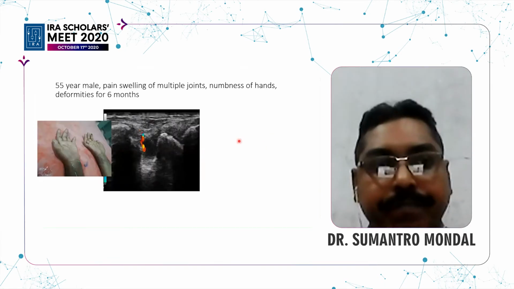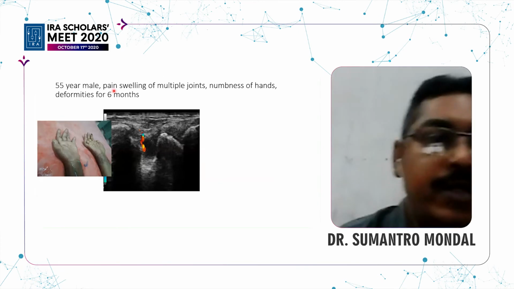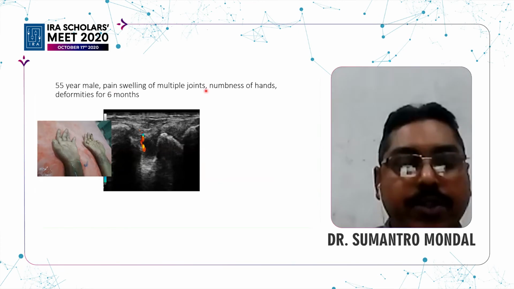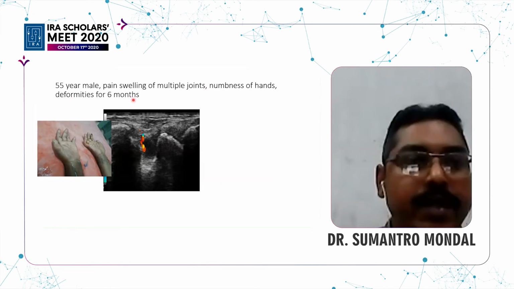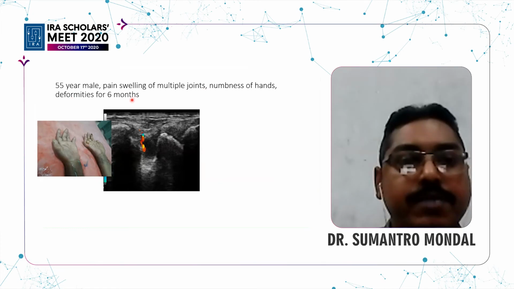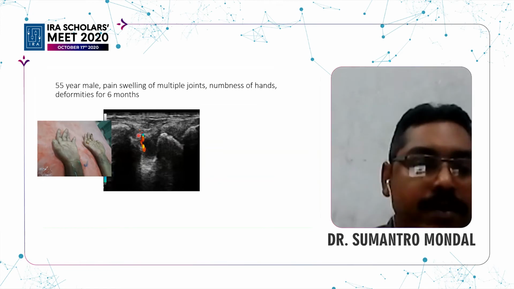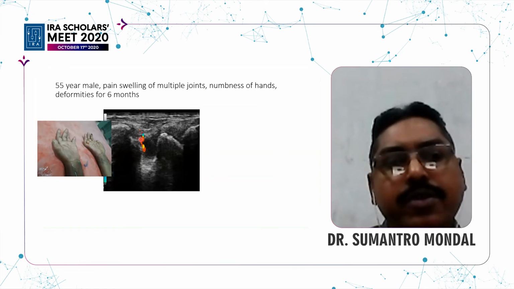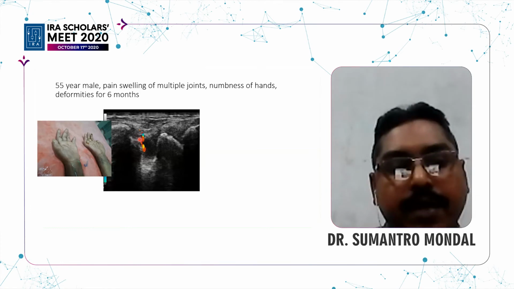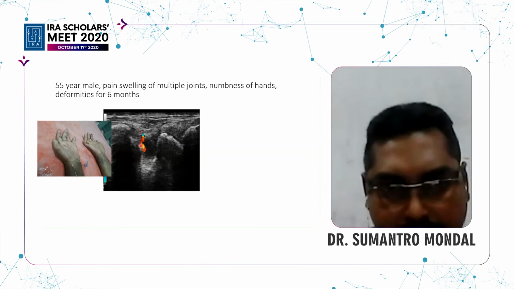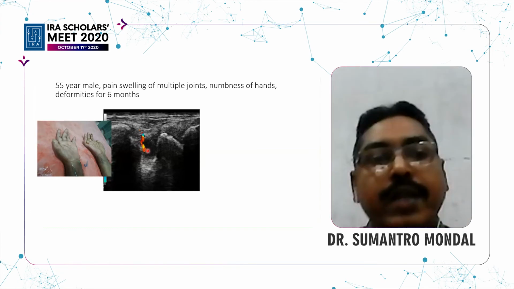Now this is another case, a 55-year-old male with pain and swelling of multiple joints, numbness of the hands, and deformities of this type for the last 6 months. Ordered for an USG of the wrist and hand. The wrist did not show much synovial hypertrophy. It can be said that it is a grade 1 synovial proliferation and grade 1 power Doppler vascularity. So it is fulfilling the criteria of synovitis.